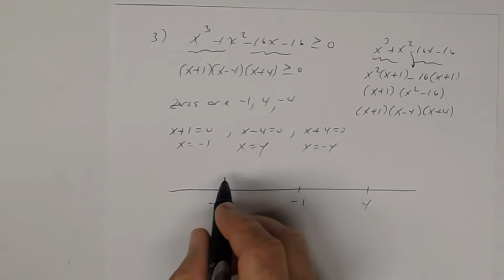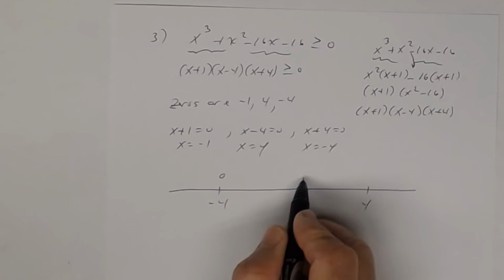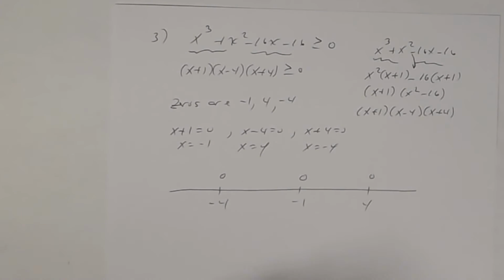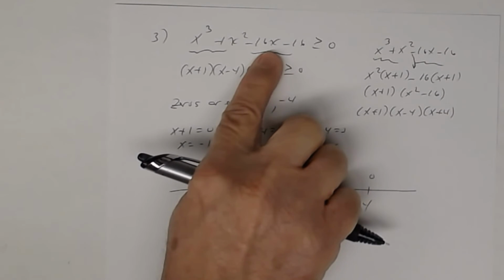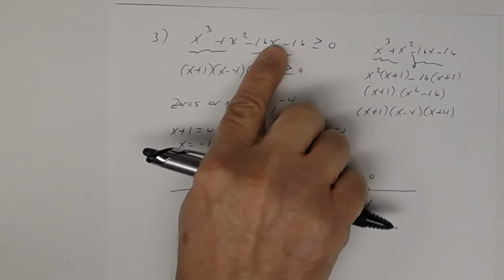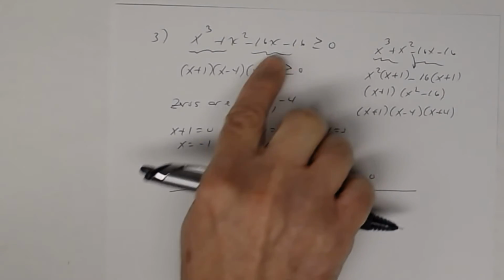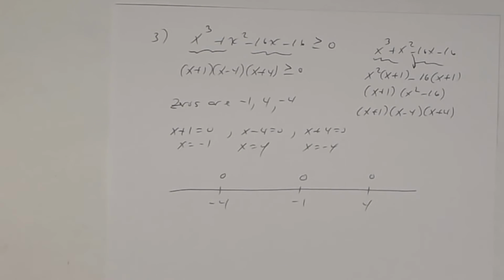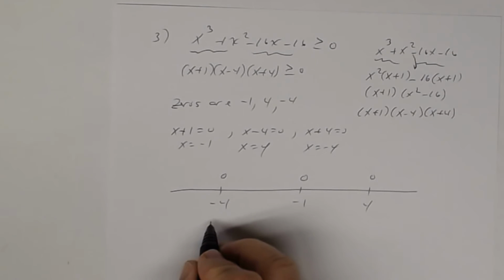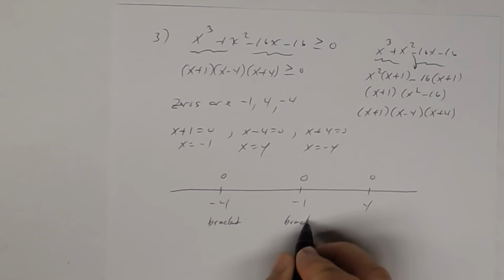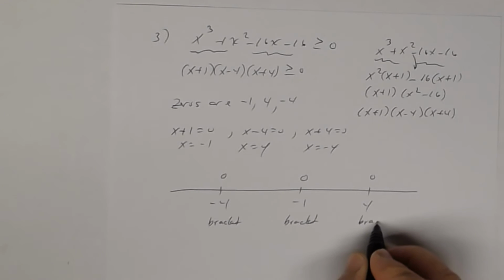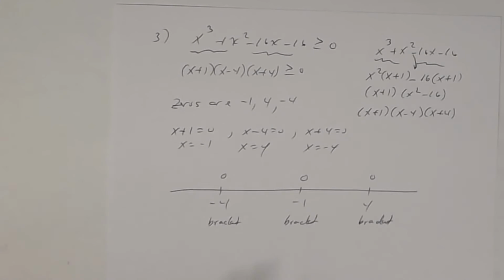Now remember those are zeros, right? So if you substitute, you get 0, 0, and 0. When x is negative 4, this is 0. When x is negative 1, this is 0. When x is 4, this is 0. Notice the equal sign, so you are going to use brackets with them: bracket, bracket, bracket. If there were no equal sign, you would put parentheses.